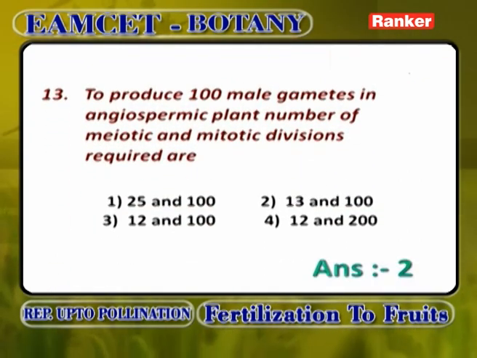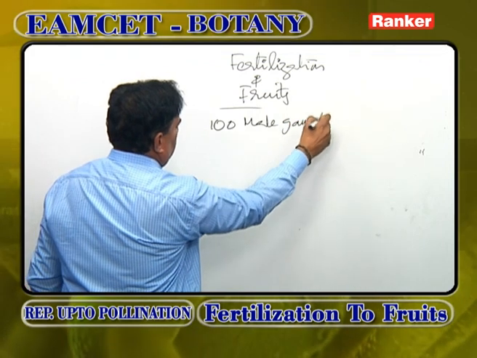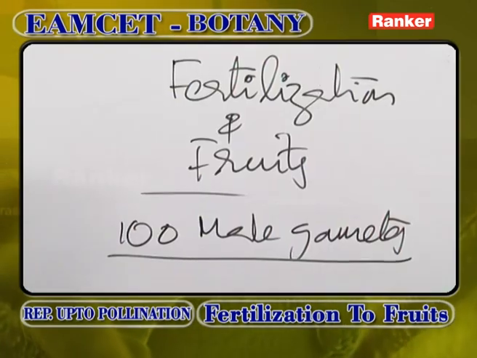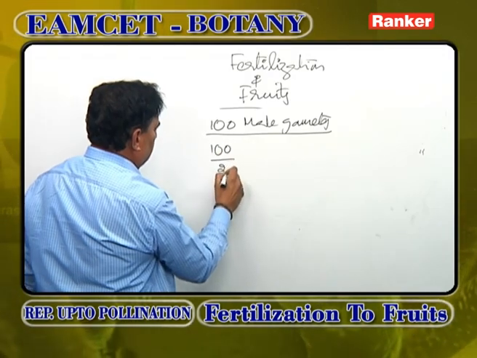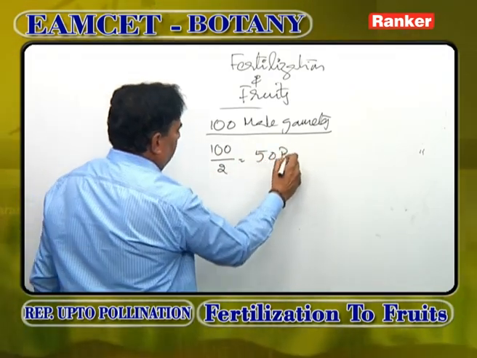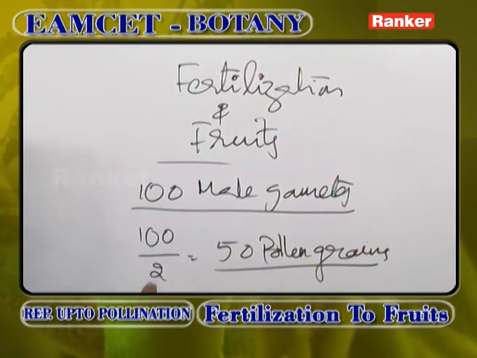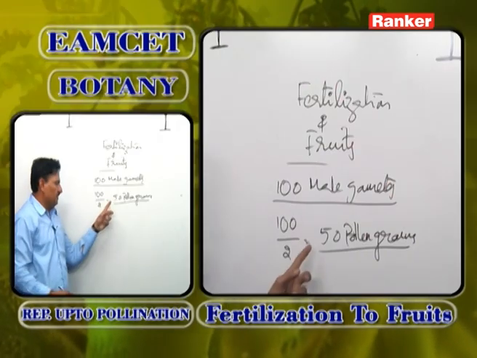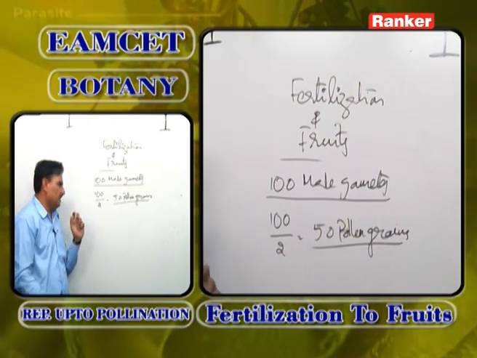To produce 100 male gametes in an angiospermic plant, what is the number of meiotic and mitotic divisions required? For this, I will do the problem. 100 male gametes means 100 divided by 2, that is 50 pollen grains. 50 pollen grains will produce 100 male gametes, because each pollen grain produces 2 male gametes.